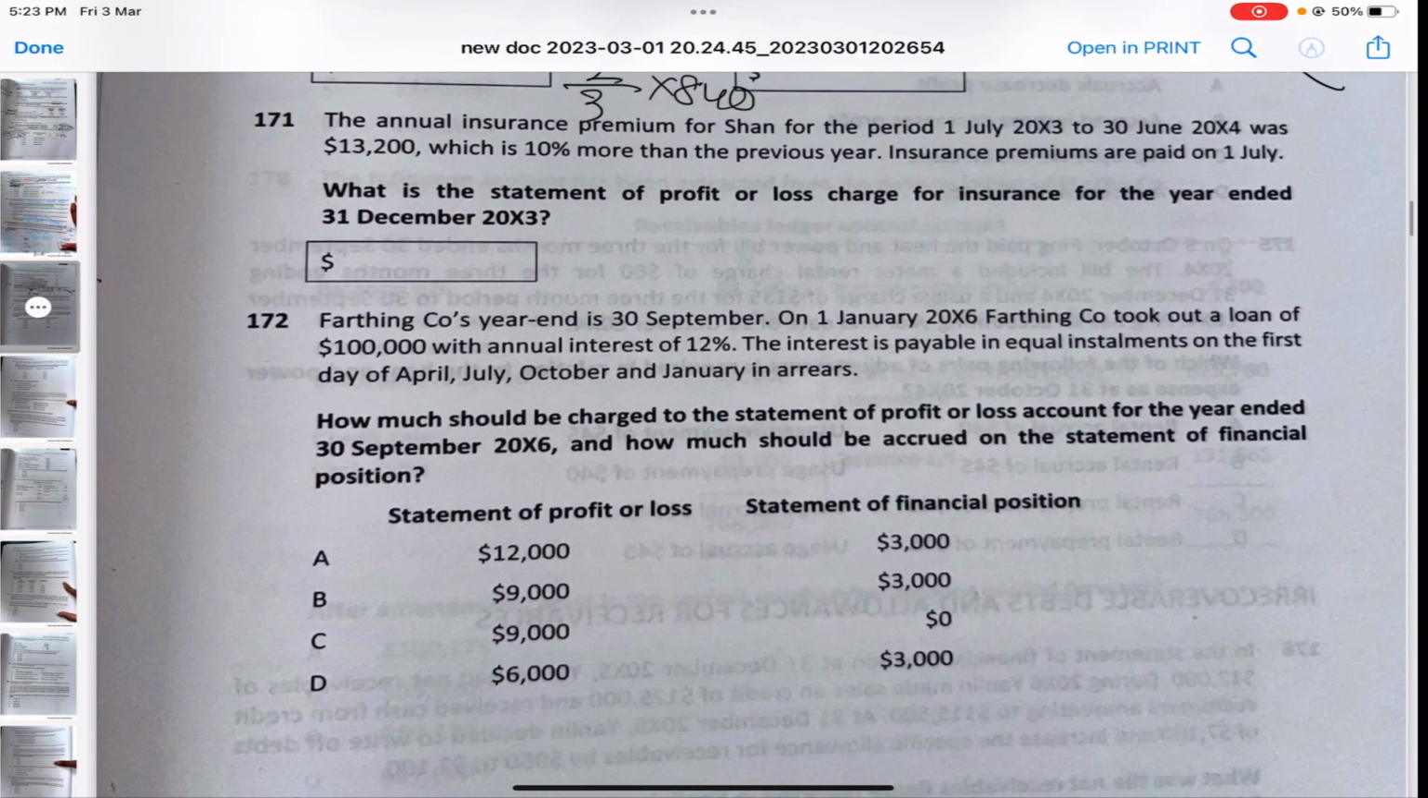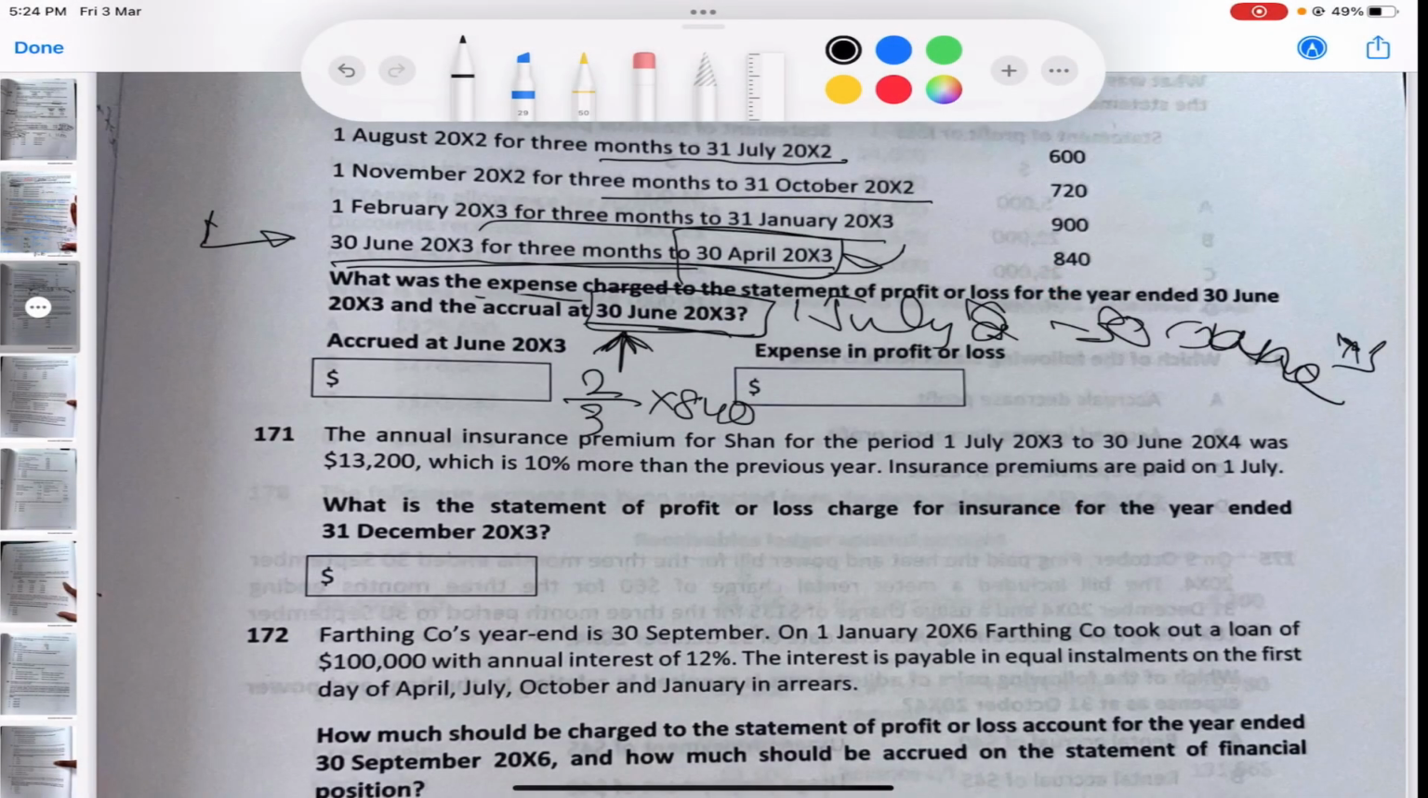Now let's go to 171. The annual insurance premium for Shan for the period 1st July to 30 June was 13,200, which is 10% more than the previous year. Okay, so first let's find the previous year. So this year it is 13,200, right? Let's see what the value of the previous year is.